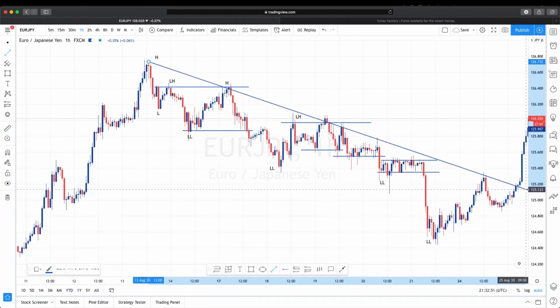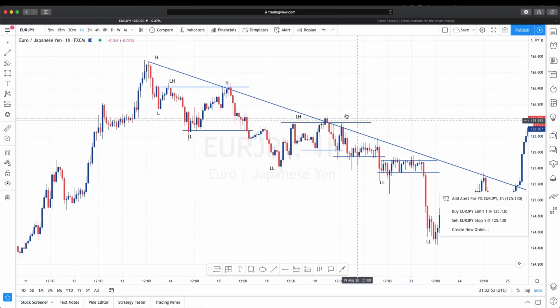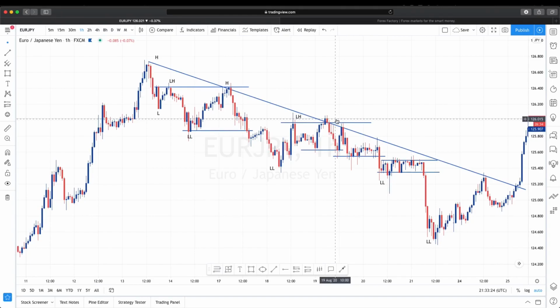Okay. And as you can see, I'm connecting the wicks, right? I drew it from the top of this wick at this high, from the top of this wick right here, okay? And I extended it out into the future. And as you can see, we have respect of this trend line. Also, a respect of this resistance of the previous high, previous lower high right here, okay? So that, ladies and gentlemen, is called confluence. It's when you have multiple confirmations or indications showing you the same signal, okay?